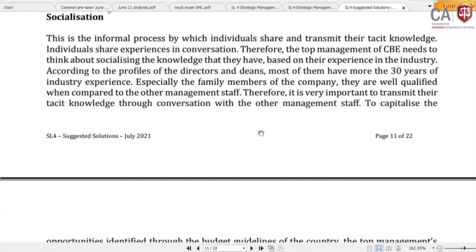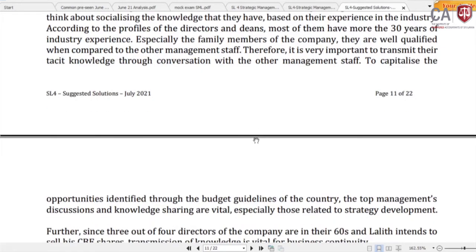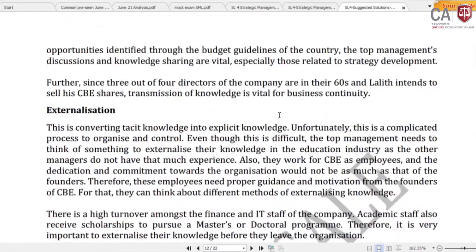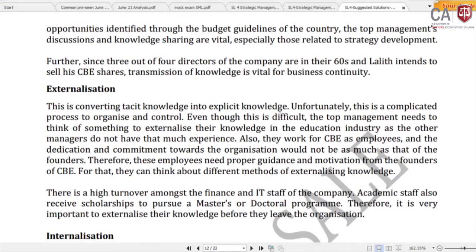Then what the examiner said: therefore the top management of CBE need to think about socializing the knowledge that they have based on their experience in the industry. According to the profile of the directors and dean, most of them have more than 30 years of industry experience. So we found the same thing. Especially family members of the company are well qualified when compared to other management staff. Therefore, it is very important to transmit their tacit knowledge through conversation with the other management staff. To capitalize on the opportunities identified through the budget guideline of the country, top management discussion and knowledge sharing are vital, especially those related to study development.